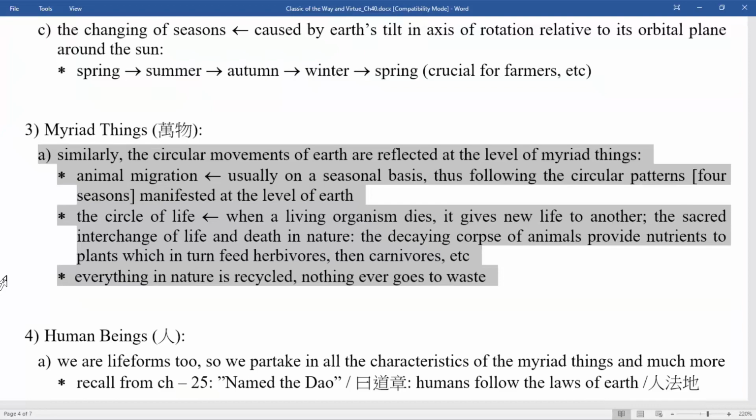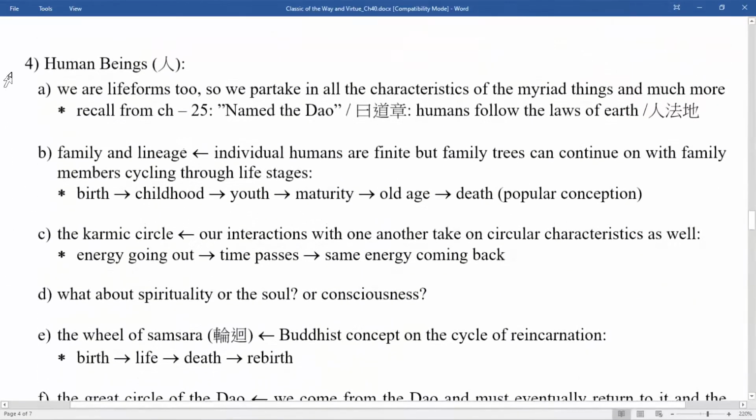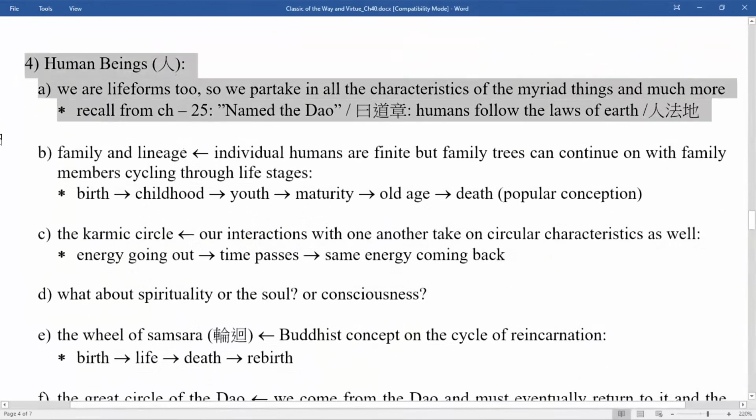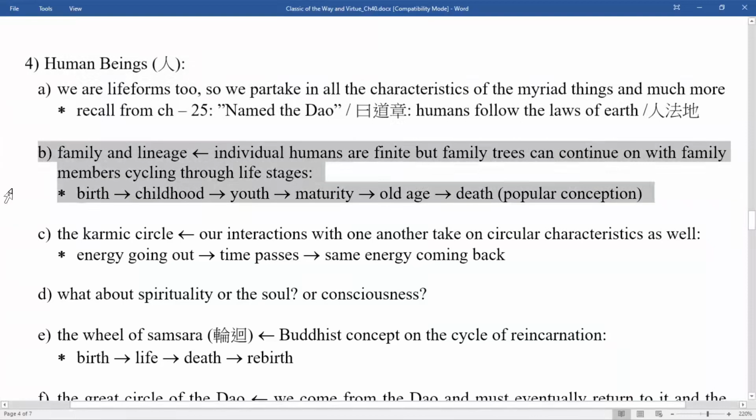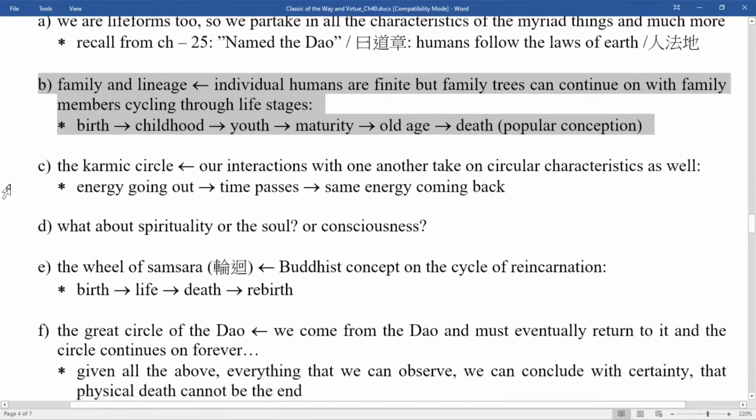Now, at the human being level, we are life forms, right? We're part of the myriad things, so we partake in all the characteristics of the myriad things and much more. Same thing in chapter 25: humans follow the laws of earth, 人法地. For example, family and lineage. Individual humans are finite, there's only one you, but family trees can continue on, with family members cycling through life stages.